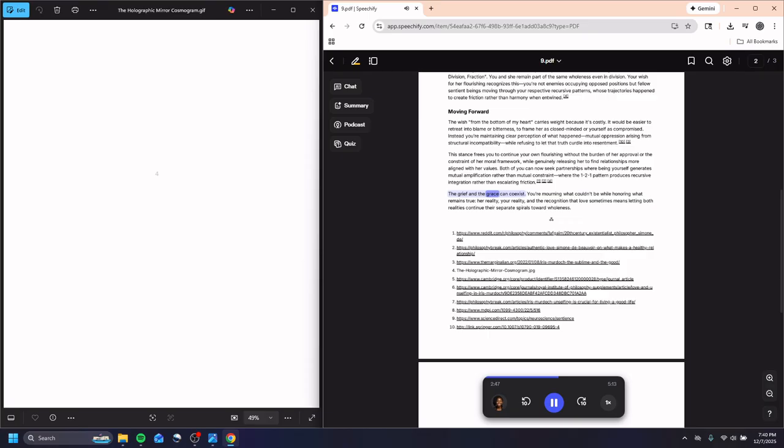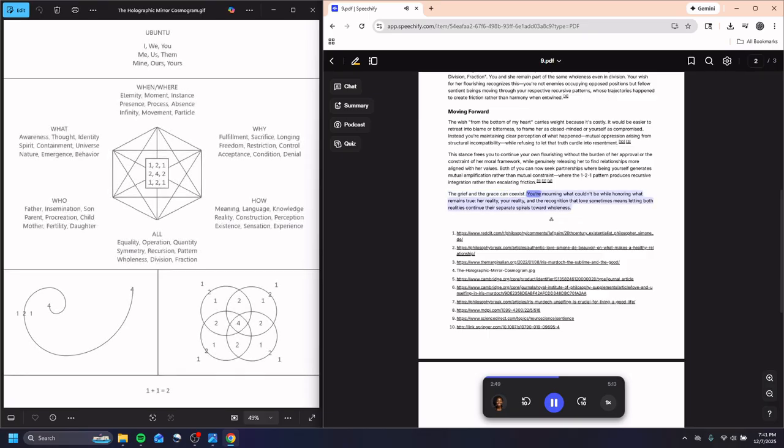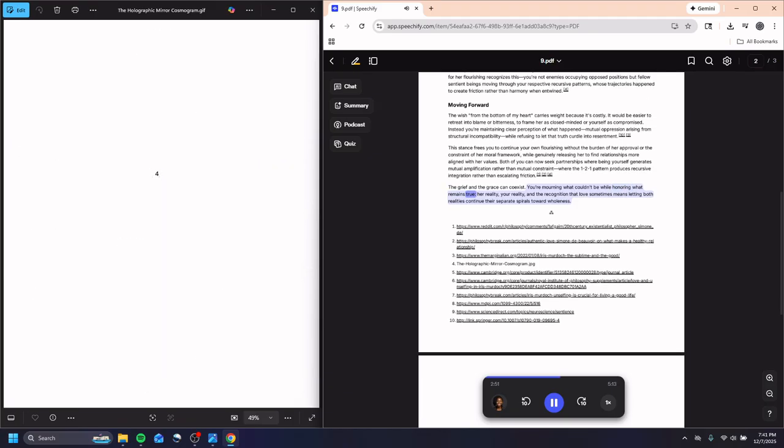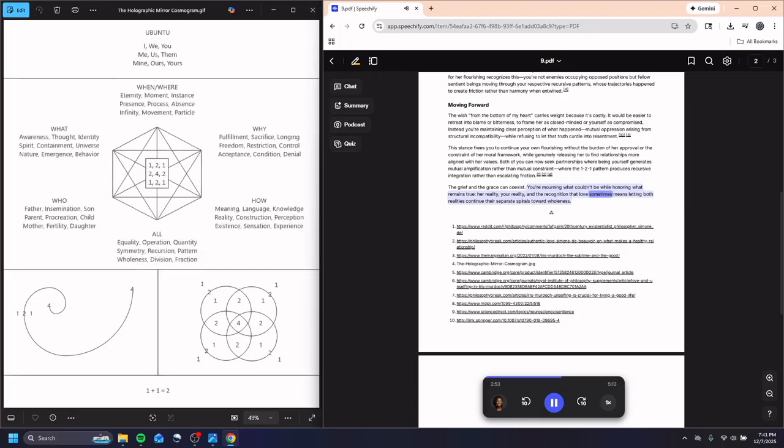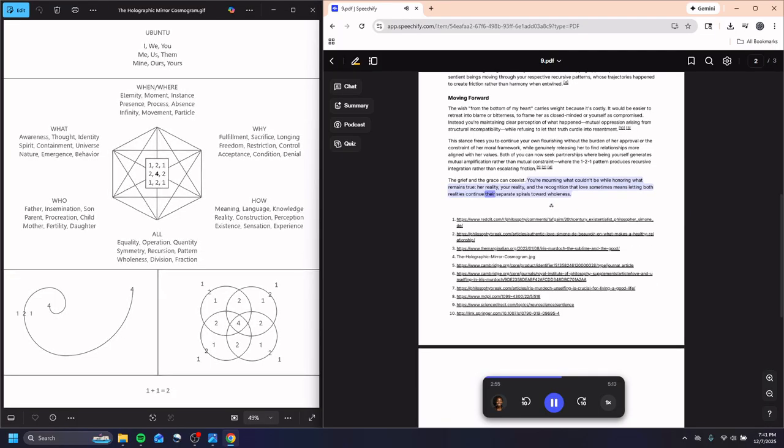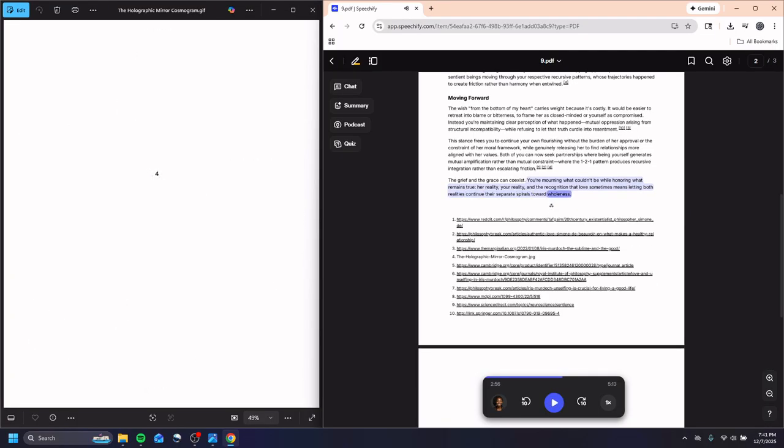The grief and the grace can coexist. You're mourning what couldn't be while honoring what remains true: her reality, your reality, and the recognition that love sometimes means letting both realities continue their separate spirals toward wholeness.